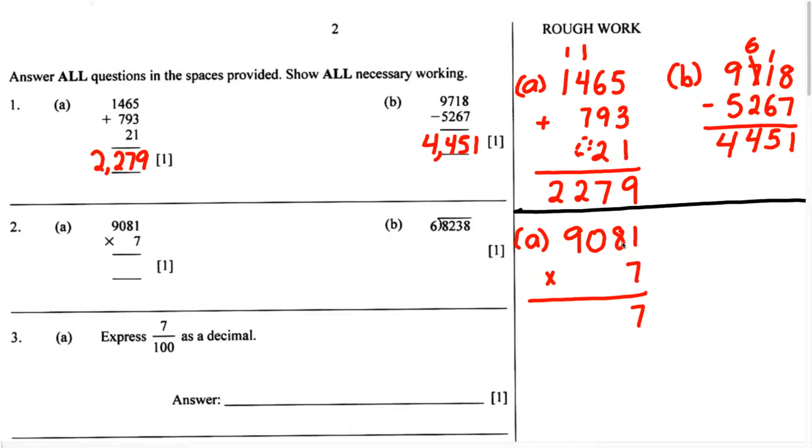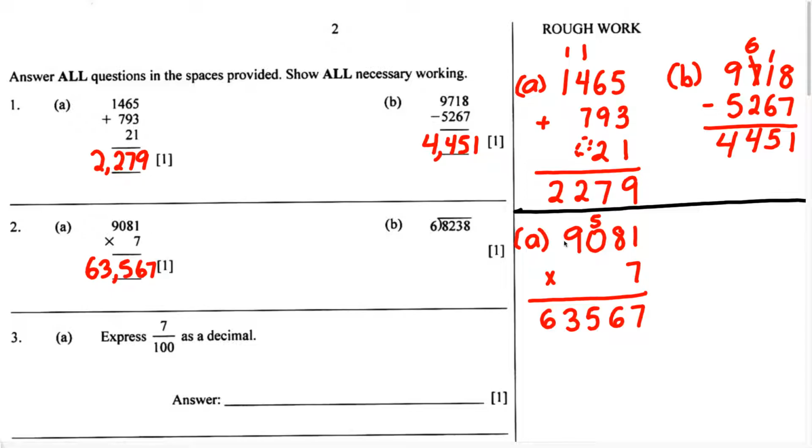7 times 8 is going to give us 56. So we're going to write the 6 and carry the 5. Now we have 7 times 0 is going to give us 0. 0 plus 5 is going to give us 5. And now 7 times 9 is going to give us 63. We're just going to write 63. Therefore, our answer for this problem is going to be 63,567.